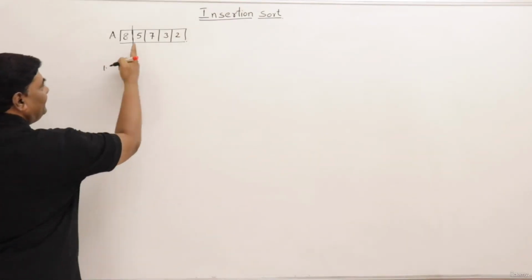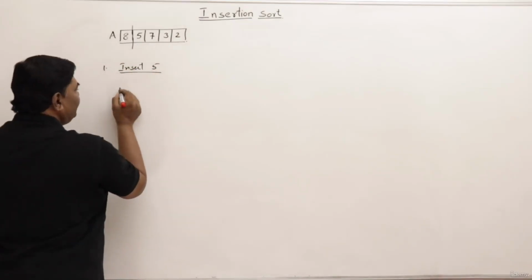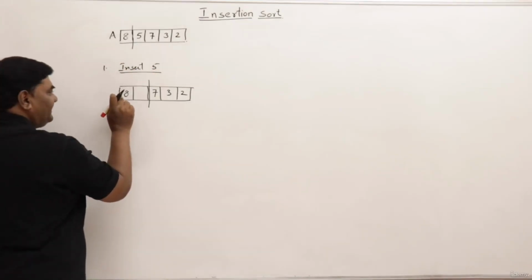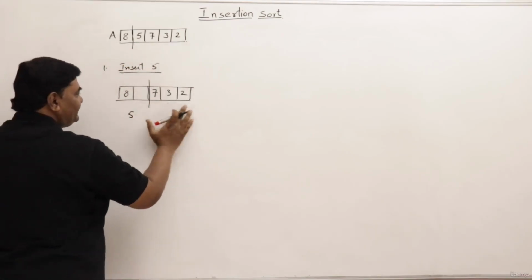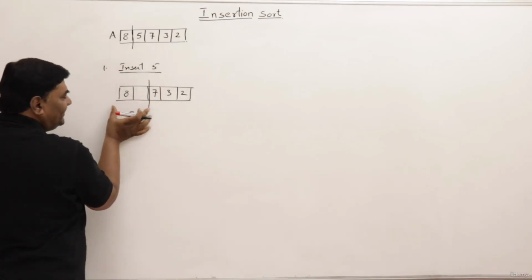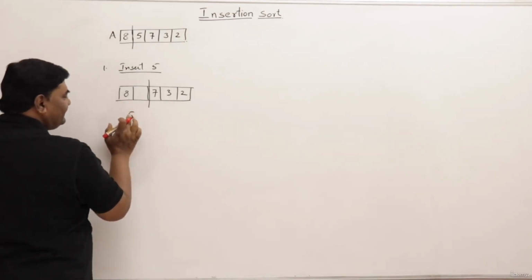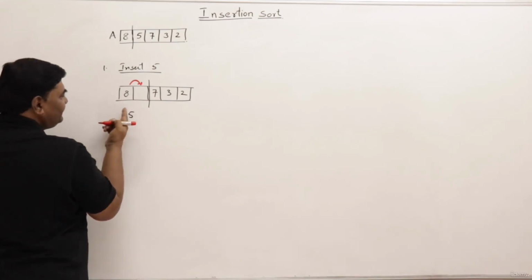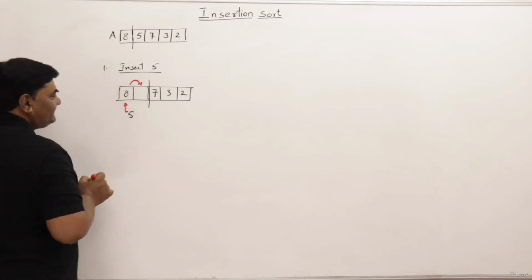First step, I will insert 5. For inserting 5, see, first element 8 is as it is. The remaining elements are as they are. Now the list will be extending to 2 elements. Now for inserting 5, check with this element. 8 is greater than 5. So shift it. Now check. There is nothing to check. So we have reached the first place. So insert 5 at this place.